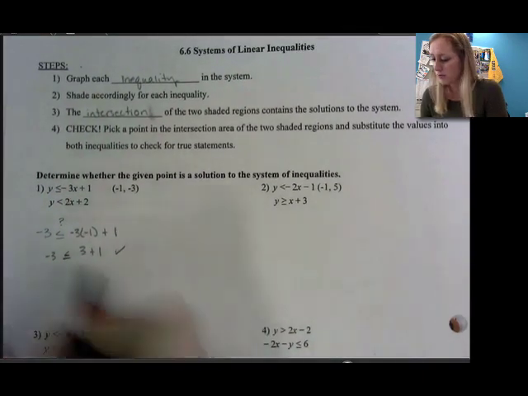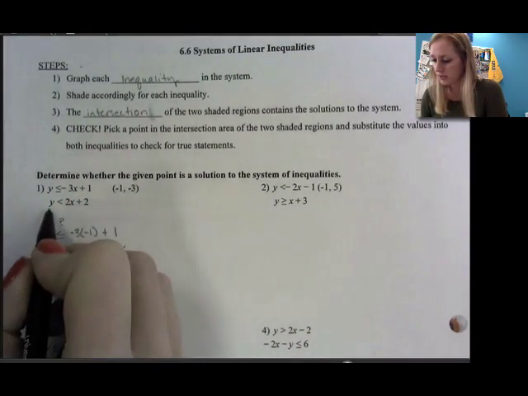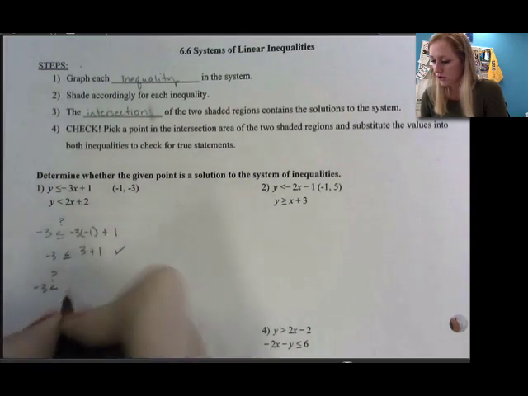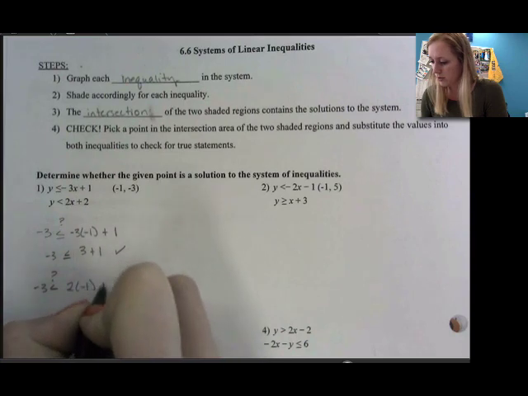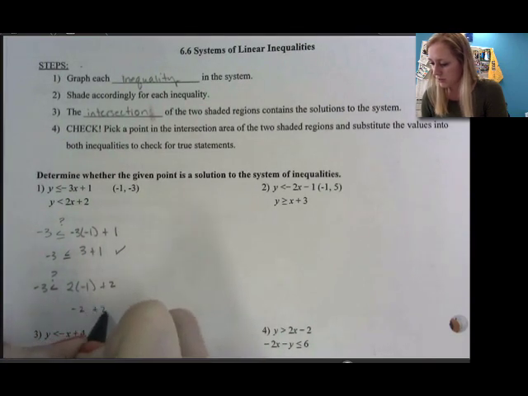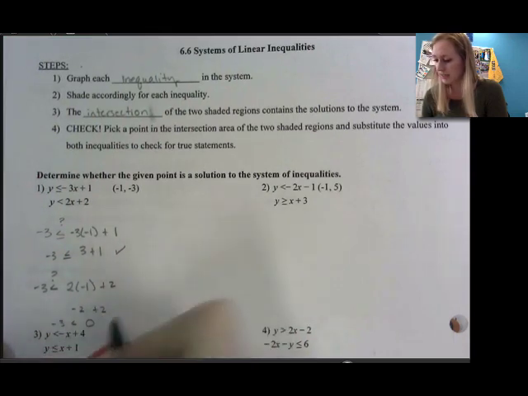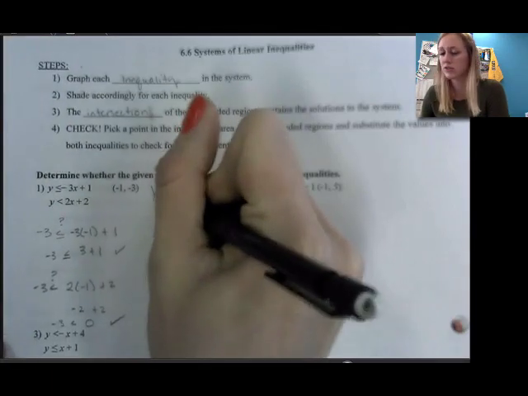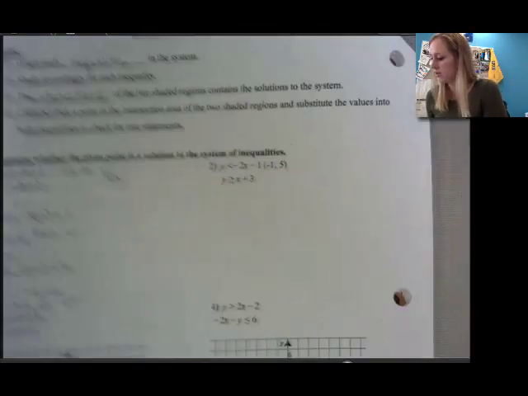So let's check the bottom one. Now plugging it in here, -3 for y. Checking, is it actually less than 2 times -1 plus 2? There I get -2 plus 2 is 0. So -3 is less than 0, so it works in the bottom one as well. So this, yes, is a solution to our system.